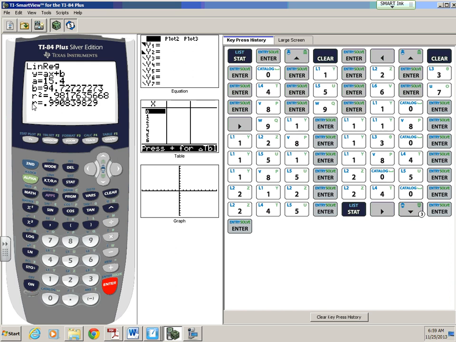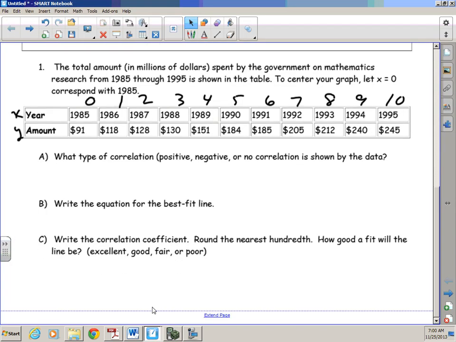And you'll see it's 0.99, which means this data has a strong positive relationship. Okay? So now we're going to go back to our sheet. So what type of correlation is shown by the data? Well, you could see by R being 0.99 that it's a positive. And you could even see that from looking at the data, as the year goes up, we're trending up all the way. The equation for the line of best fit, y equals 15.4x plus 94.7.